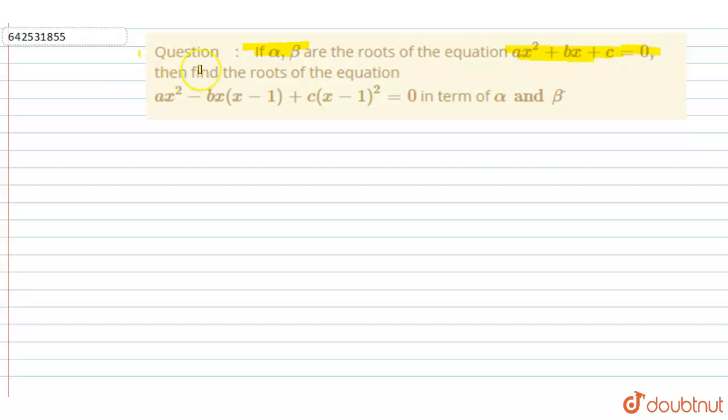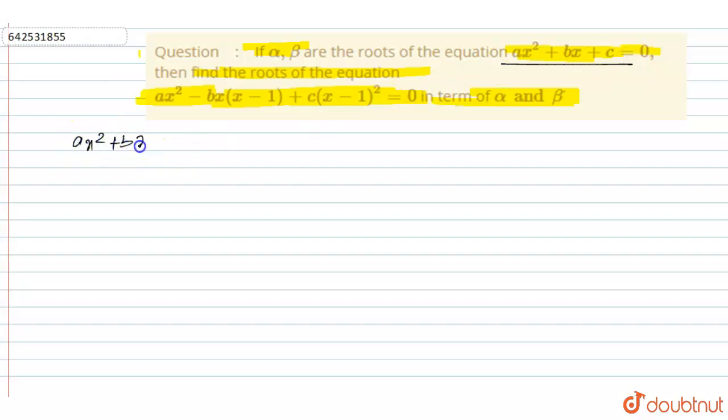In this question, given that alpha and beta are the roots of the equation ax square plus bx plus c is equal to 0, find the roots of the equation a x square minus b x into (x minus 1) plus c into (x minus 1) whole square is equal to 0 in terms of alpha and beta.